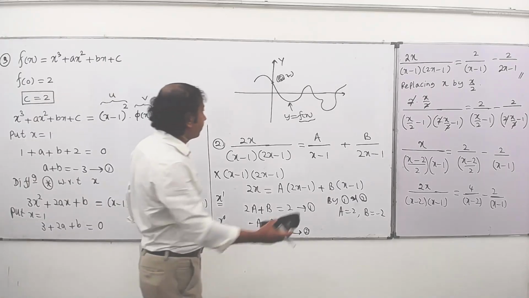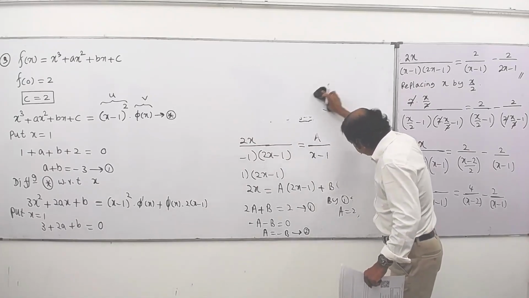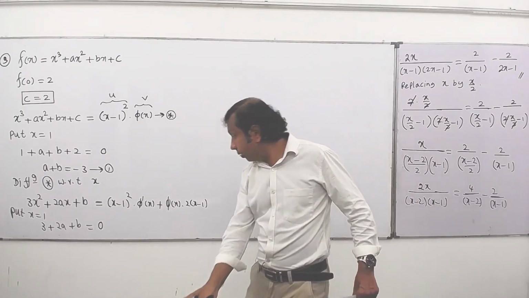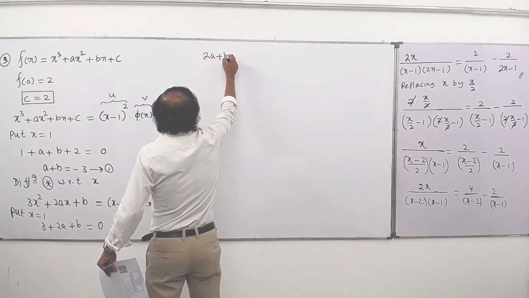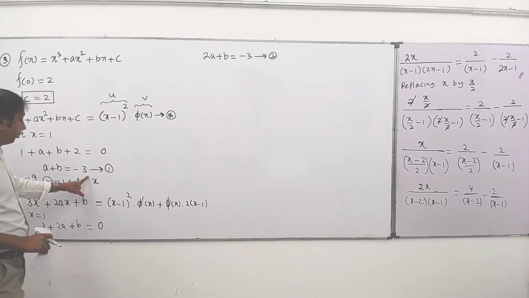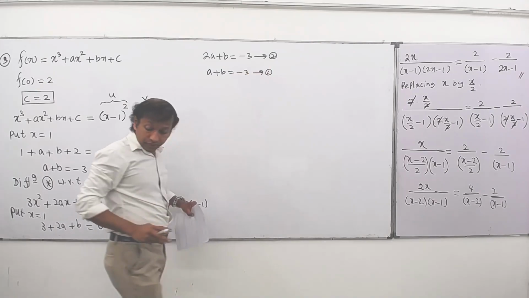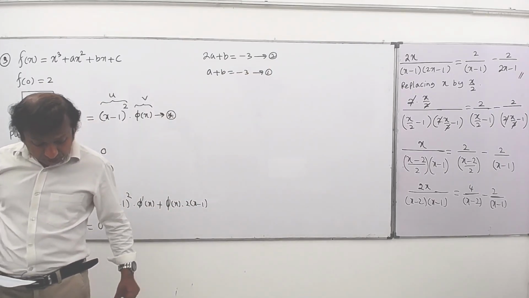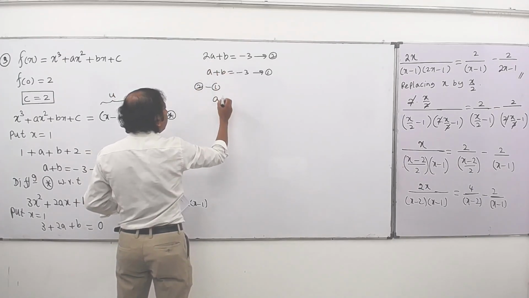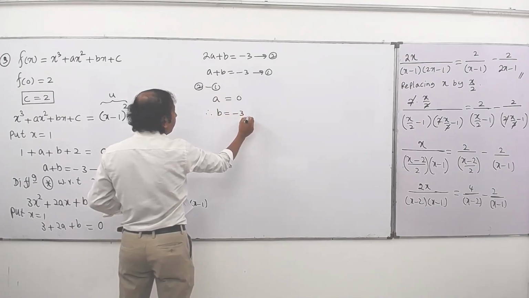Now we get another equation. What do you get there? 2a plus b is equal to minus 3. Let us take that as equation number 2. And the first equation, a plus b equals minus 3, is number 1. Now, solving, we get the a and b values. Take 2 minus 1: a, b minus b is 0, minus 3 minus minus 3 is 0, so a is 0. When a is 0, b equals minus 3.